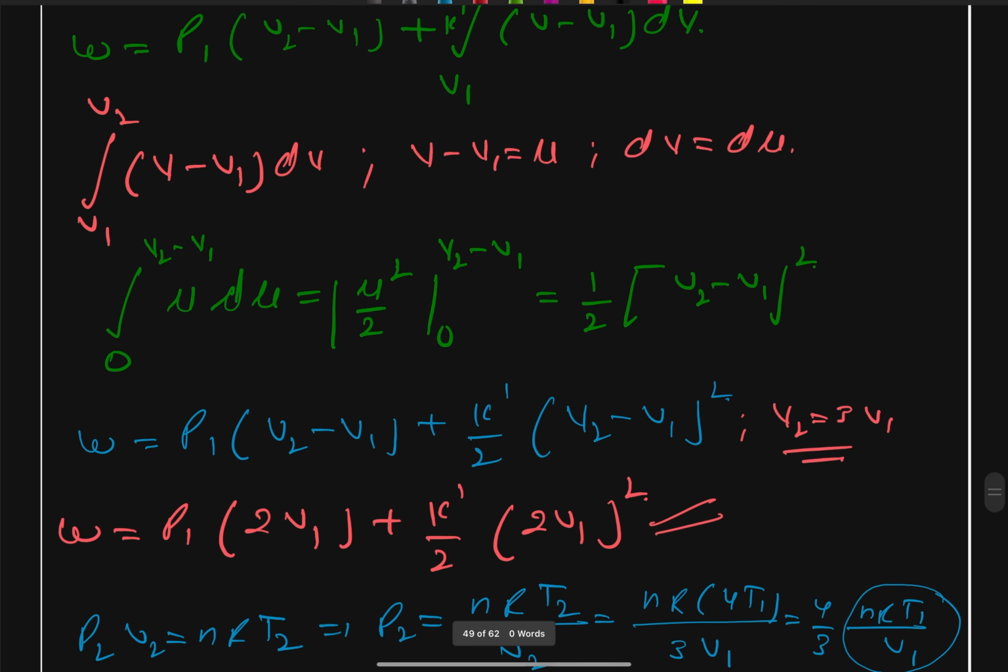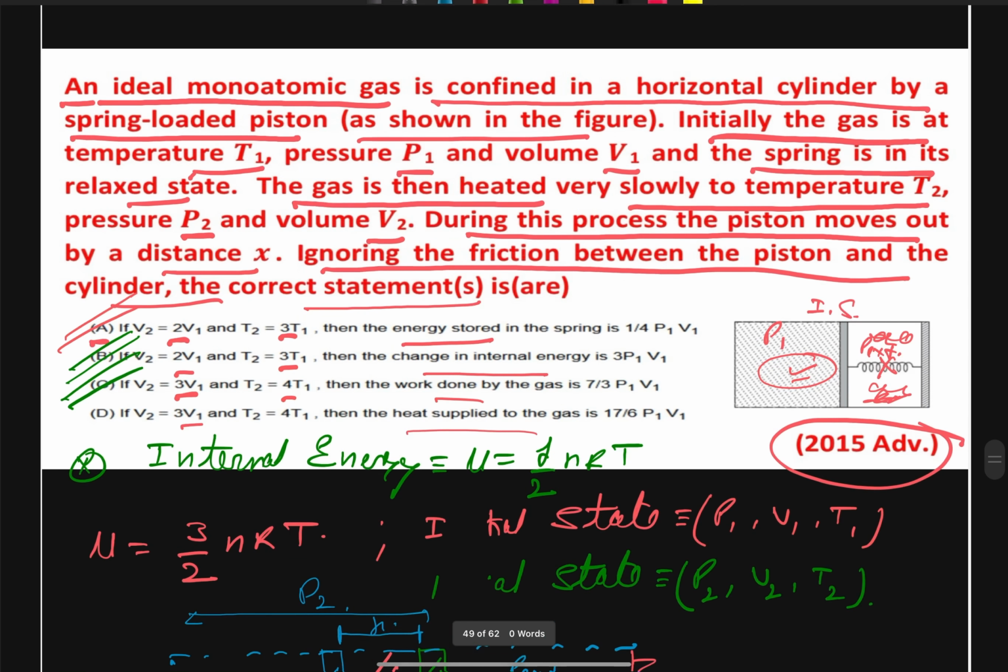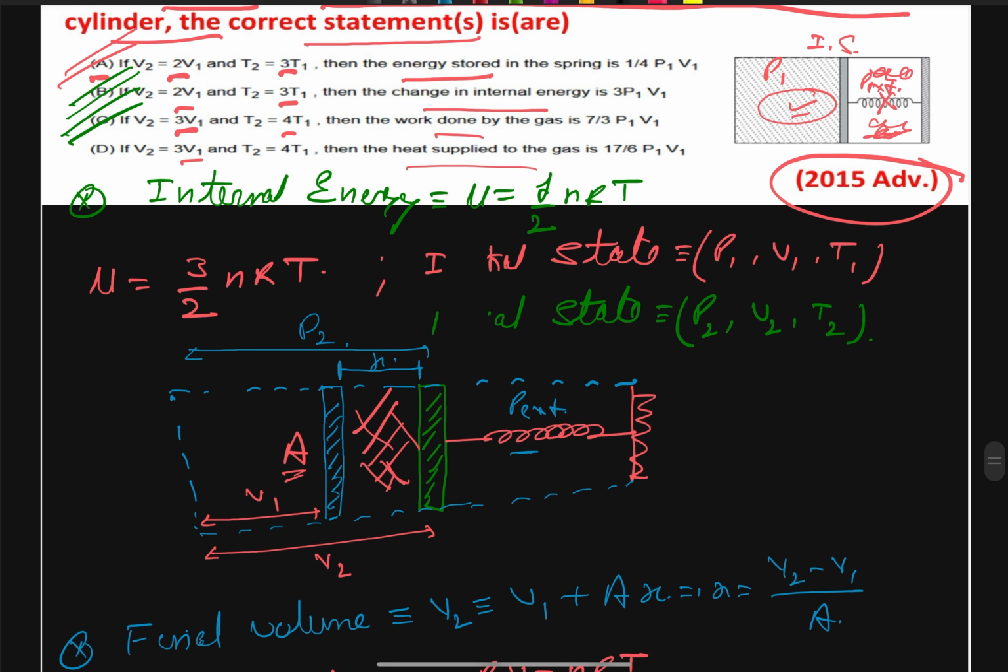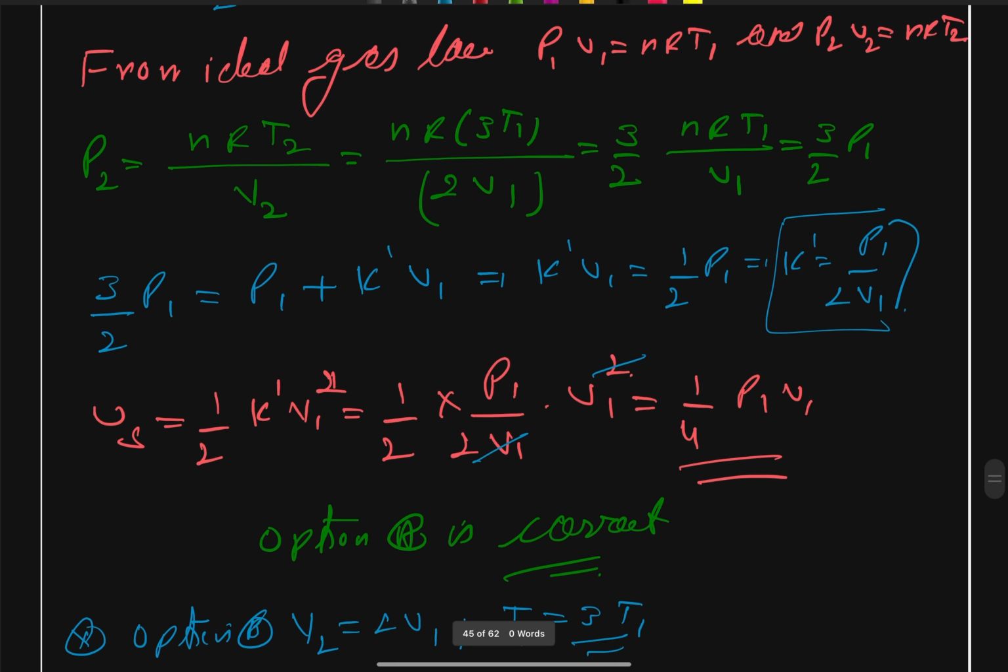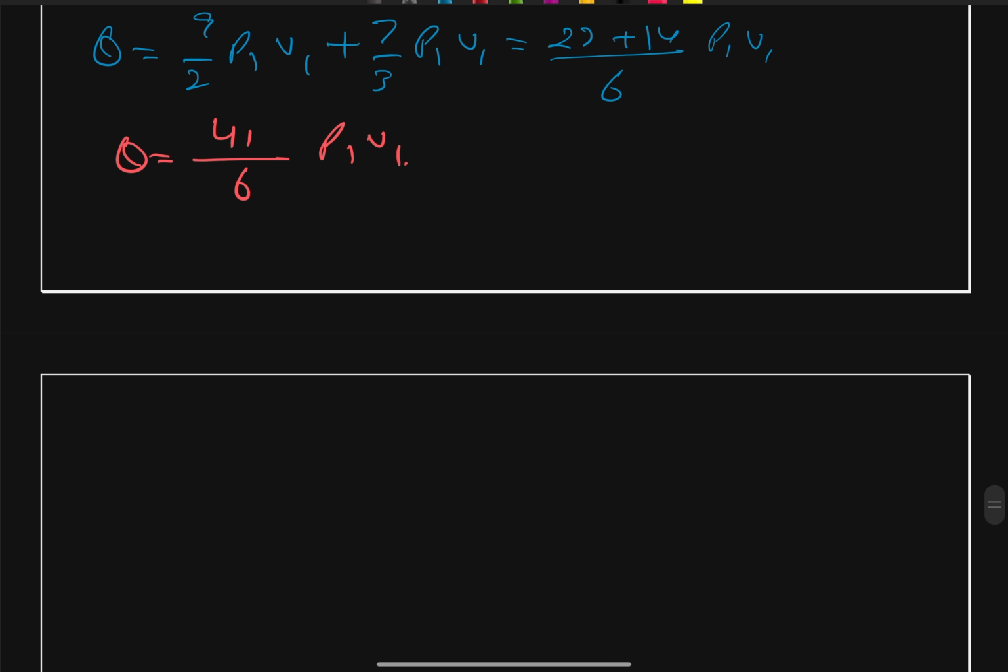So the heat supplied is this. Option D is incorrect because it is 17 by 6. Okay, so option D is incorrect. Next question.